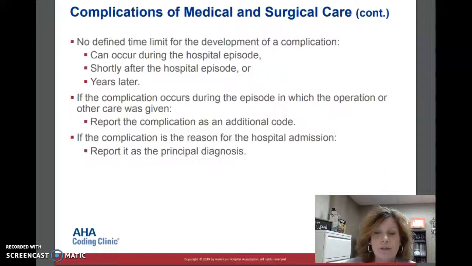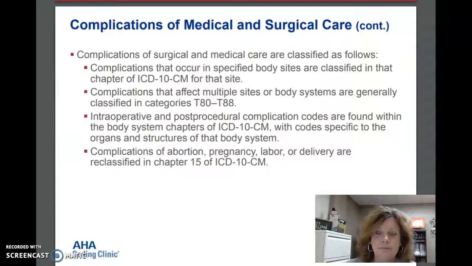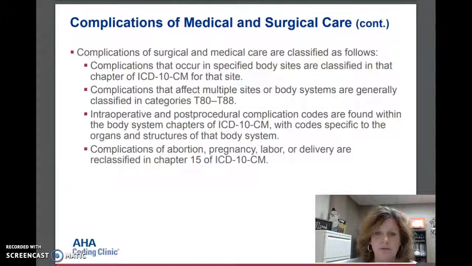And one thing to remember, if it does occur during that episode in which the operation or care was given, you are going to report it as an additional code. Okay, then if they are admitted because of that complication, it's going to become the principal diagnosis. So again, complications, if they occur in a specified body site, they are in that chapter. We have T codes for that, multiple.